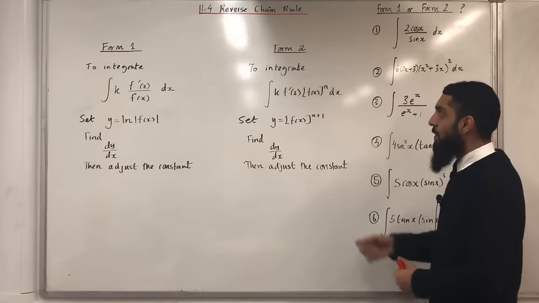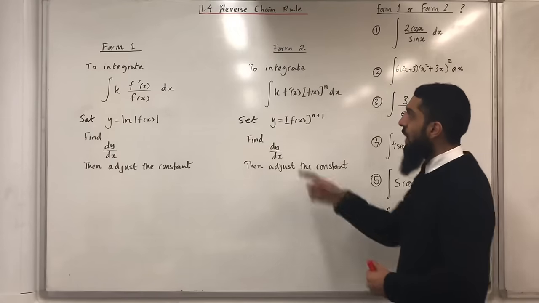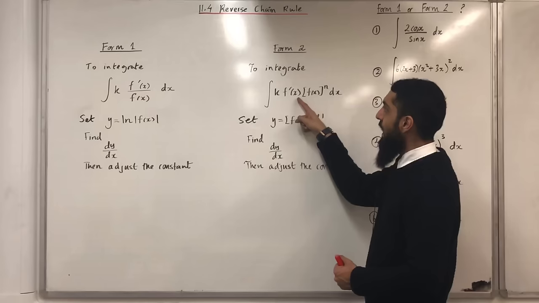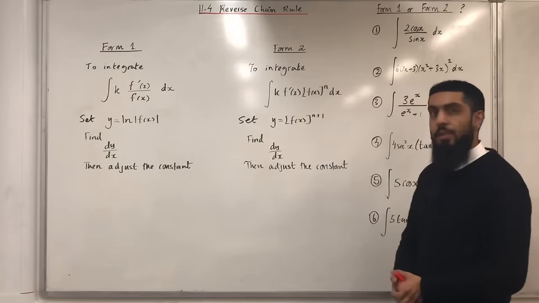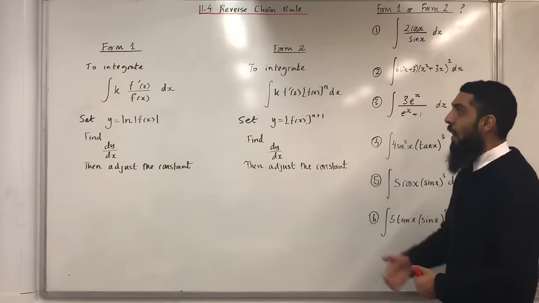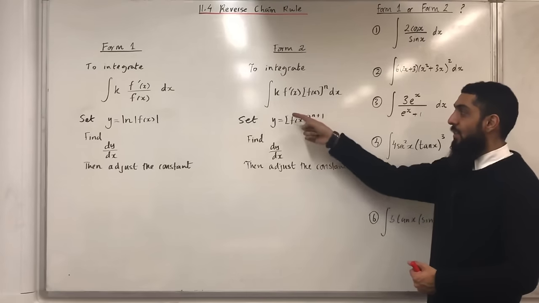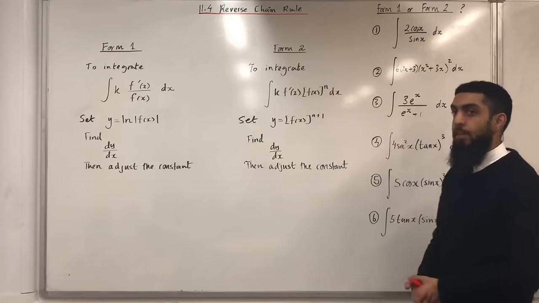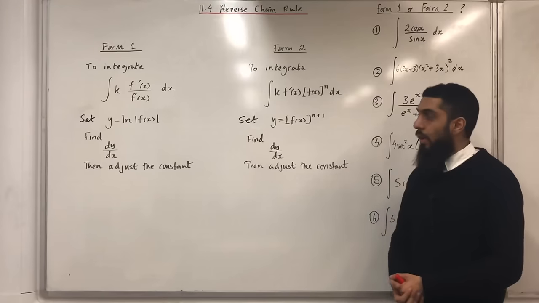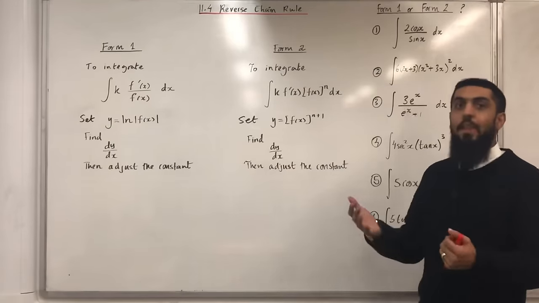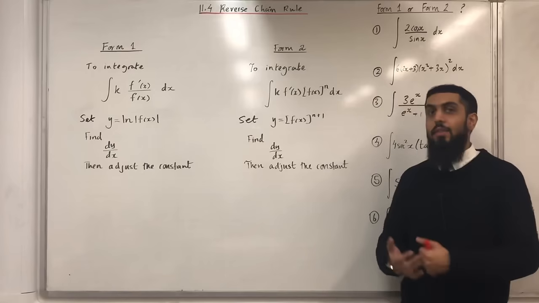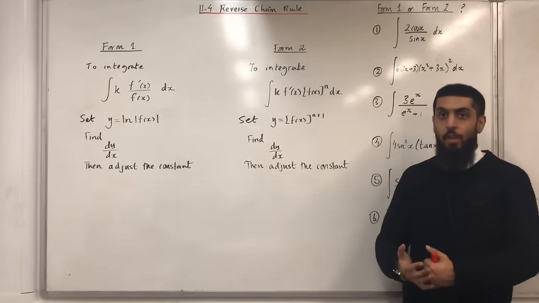Let's have a look at Form 2. To integrate the integral of k f dash of x, in square brackets f of x to the power n dx, where k is a constant, the first step is to set y equal to f of x in square brackets to the power n plus 1. So you're adding 1 to the power. The second step is to find dy over dx. And then the third step is to adjust the constant to find the integral that you're trying to work out.